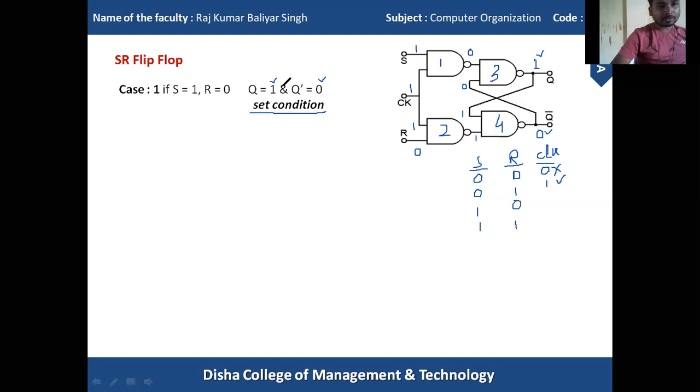See, as I said, the output of the SR flip-flop or any kind of flip-flop must be complement with each other. So here we are seeing that this Q and Q naught both are complement with each other. That means the output of Q equals 1, so ultimately the Q naught should be 0. So we are getting 0 here. Okay. When you supply S equals 1 and R equals 0, we are getting such kind of output at the output side. So this is the first case. Clear? And now we will see the second case.